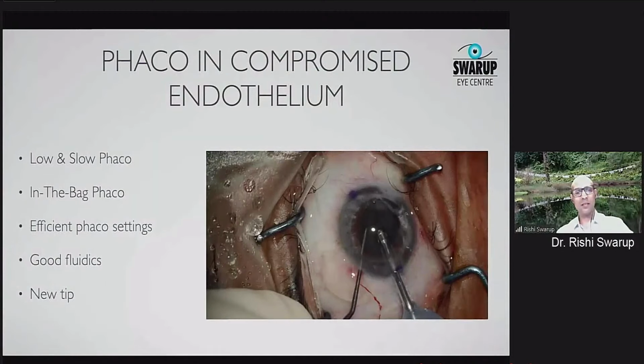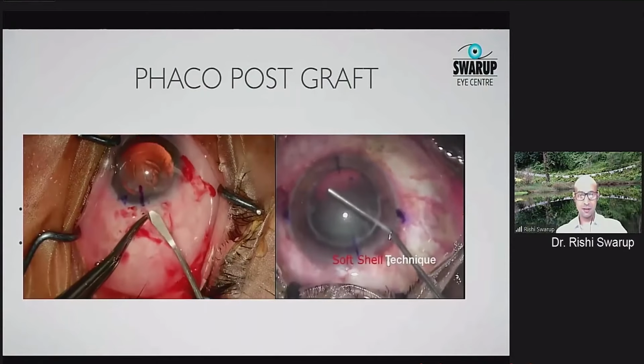And you want the right fluidics. You don't want too much fluctuation of the anterior chamber because that also can cause damage to the endothelium. And if possible, use a new tip because that will be more efficient in the cutting.